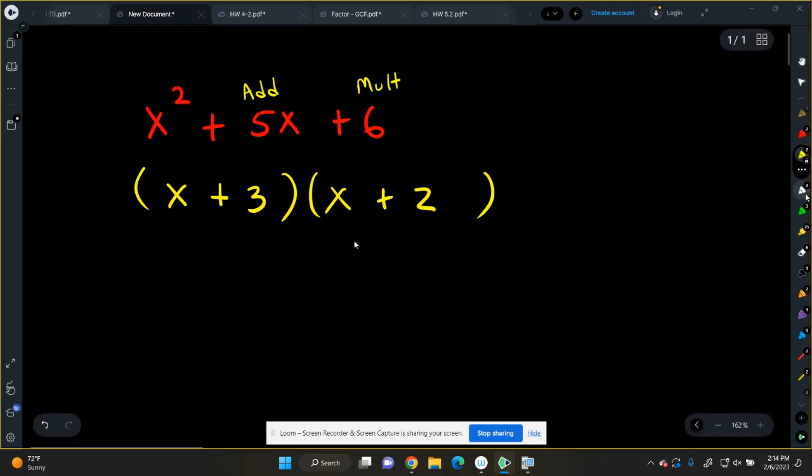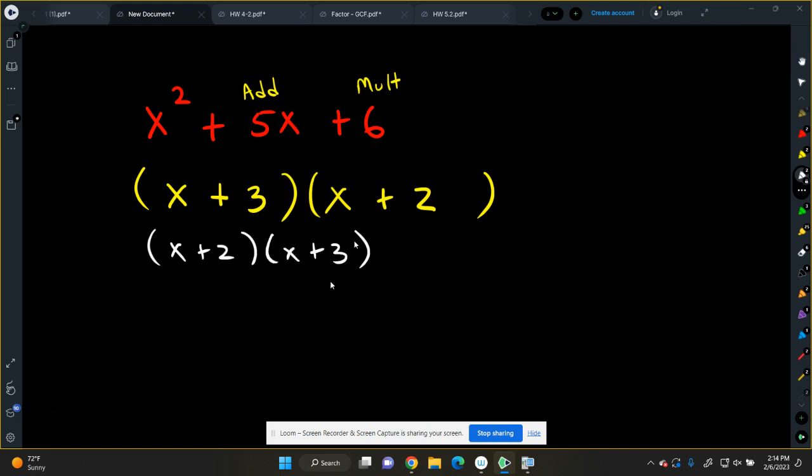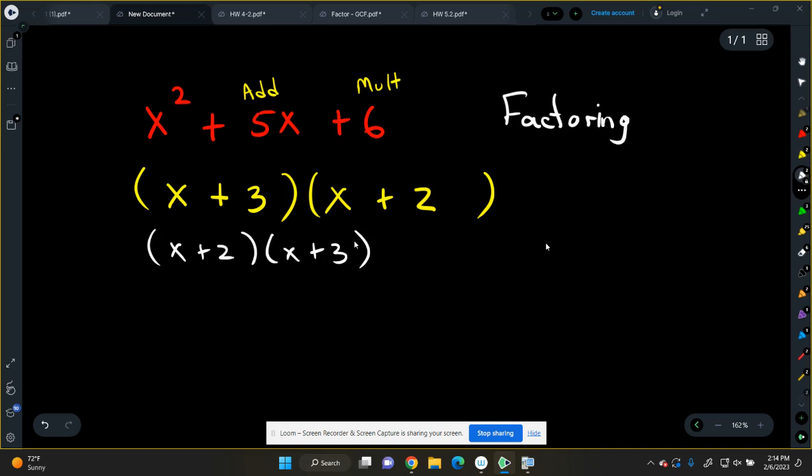By the way, it doesn't matter if we did x plus 2 times x plus 3 like this. It doesn't matter. They'd be the same. Okay, so basically this is what we call factoring. Factoring is the opposite of foiling.